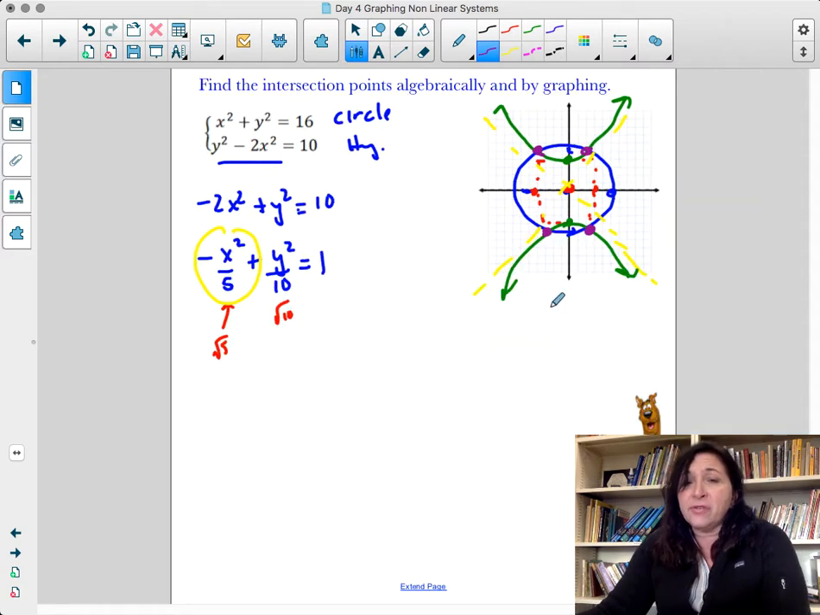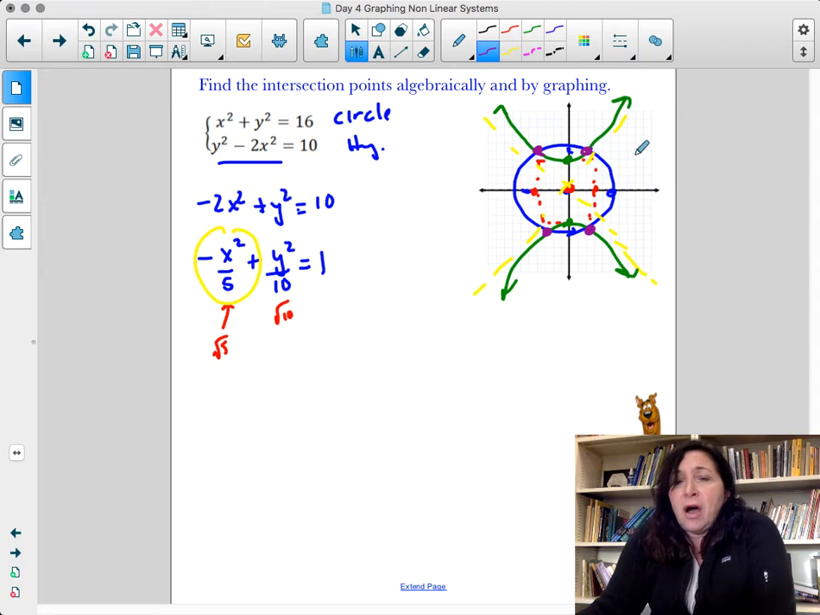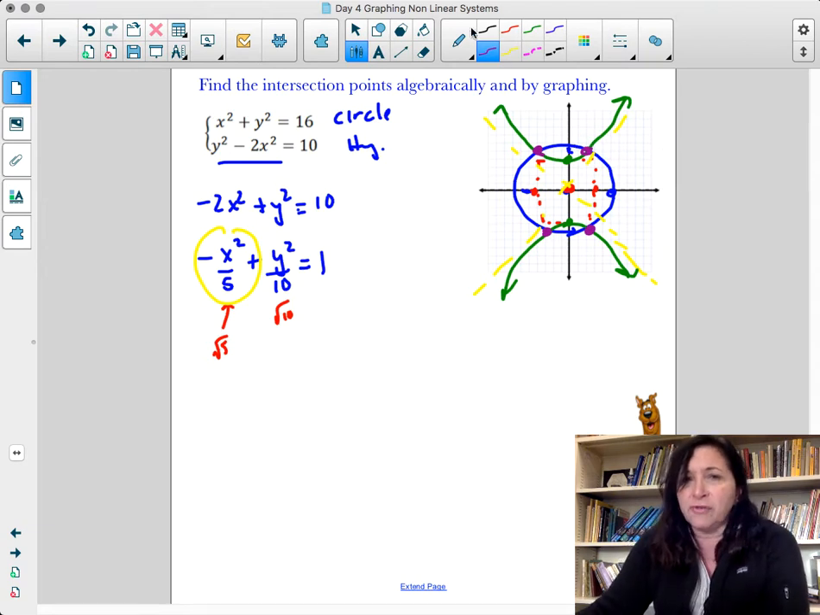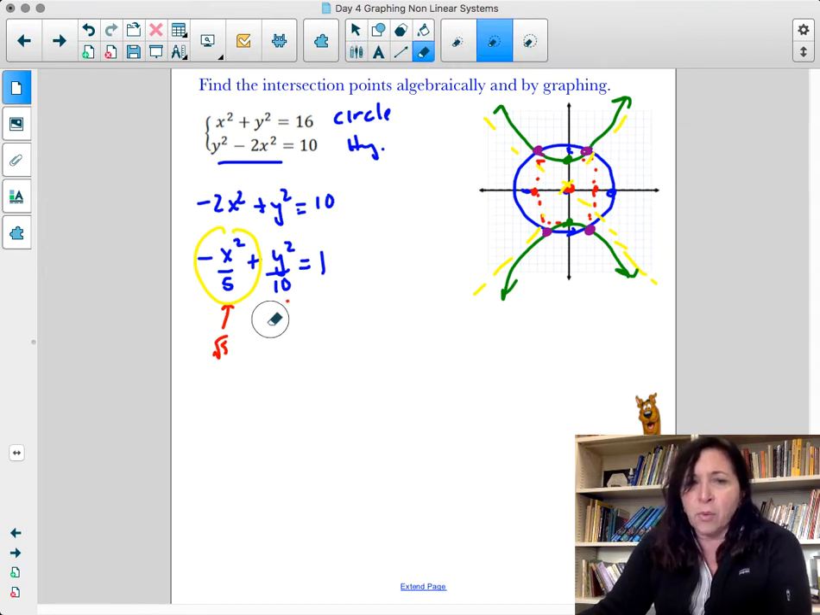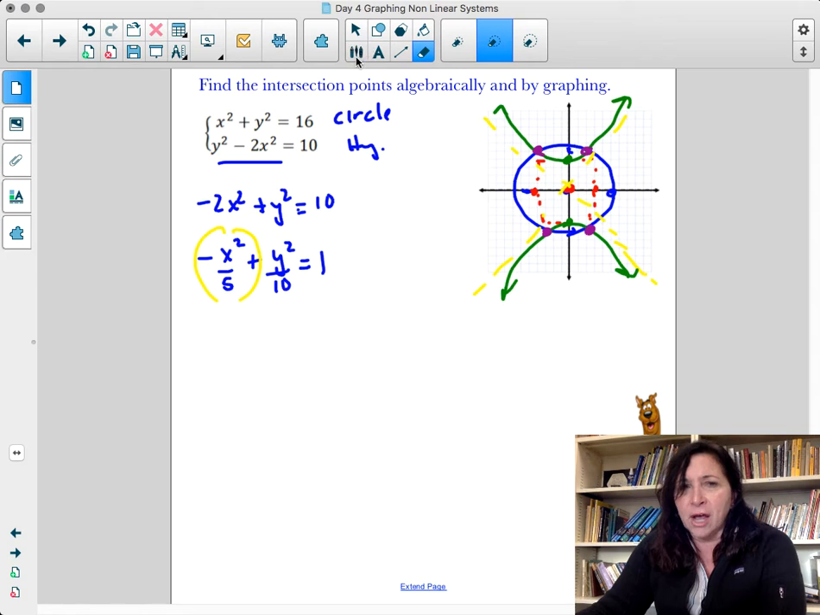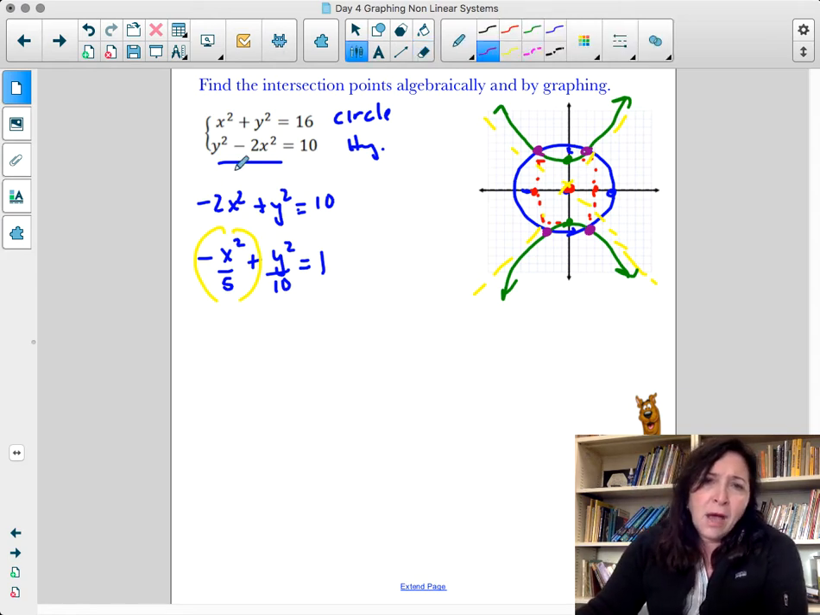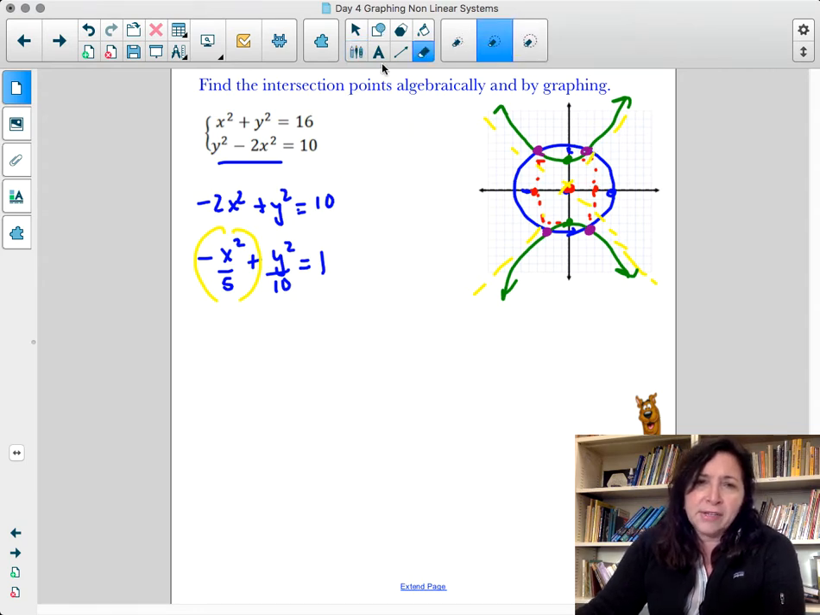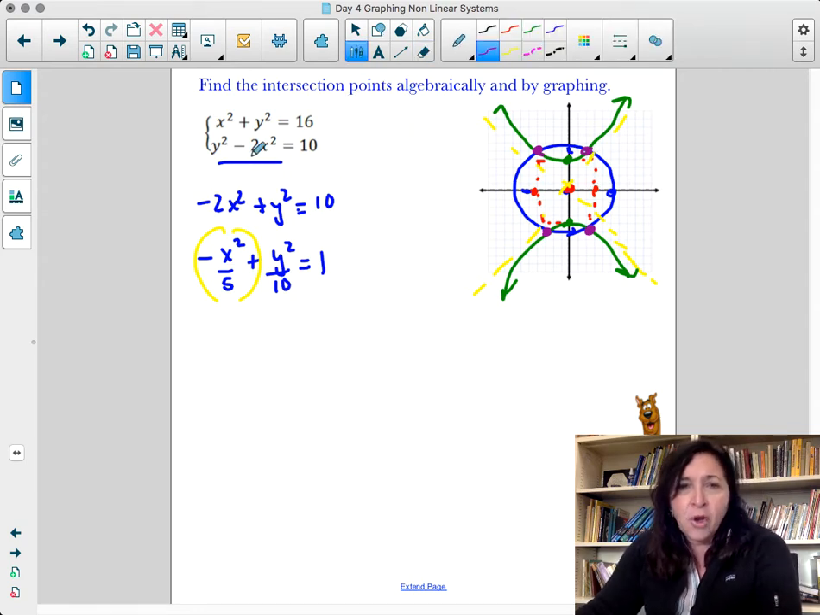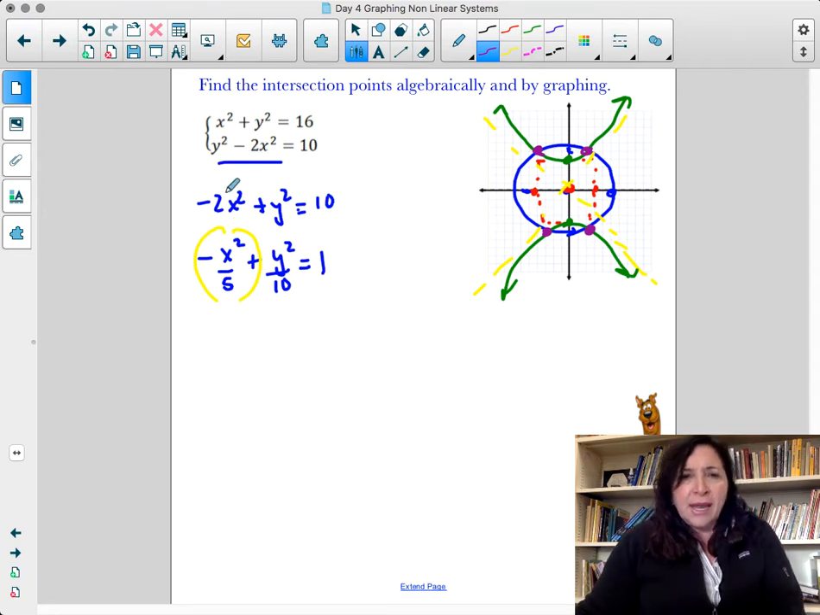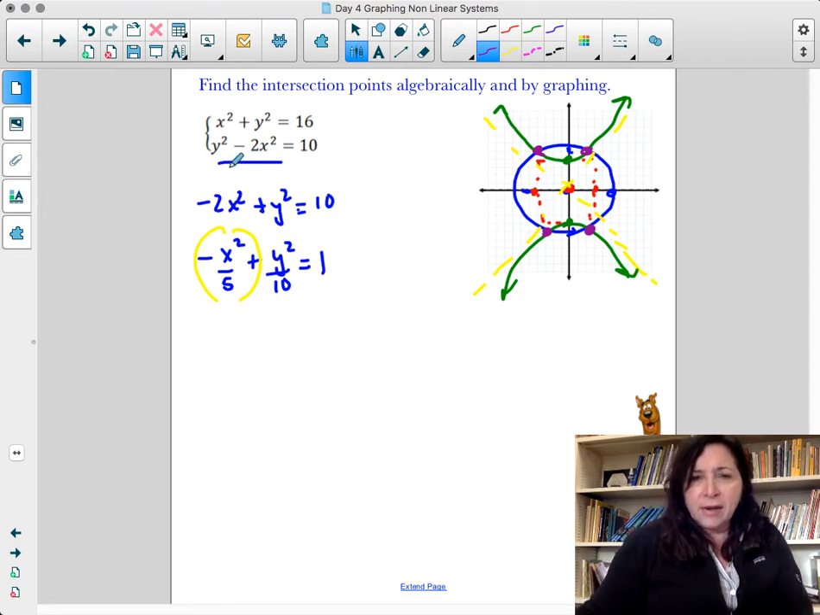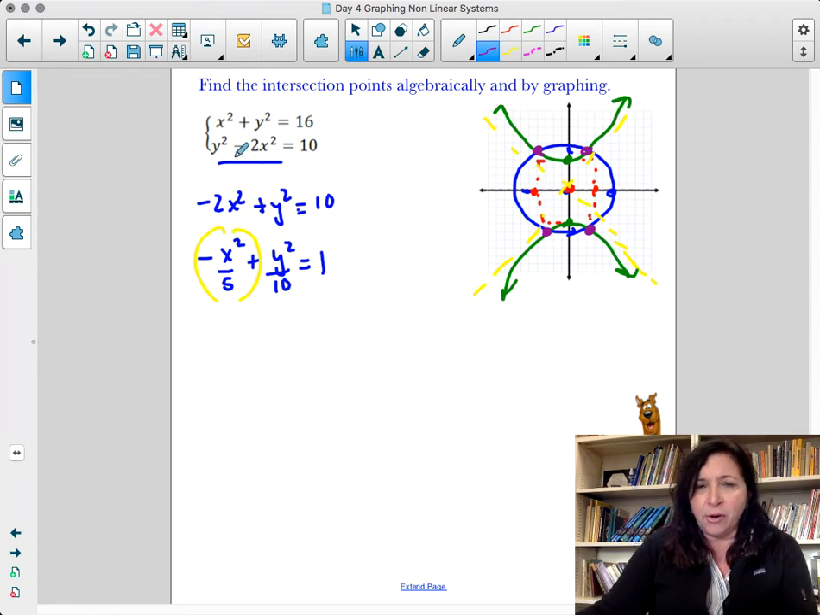Now, this is where it's not easy to just see what those values are, okay? So what we're going to do is solve this algebraically to verify what they are. Remember the 2 ways other than graphing that we're going to solve this? One way is by substitution. The other way is by elimination. And if you were to eliminate, you would want to add or subtract to eliminate one of your variables.